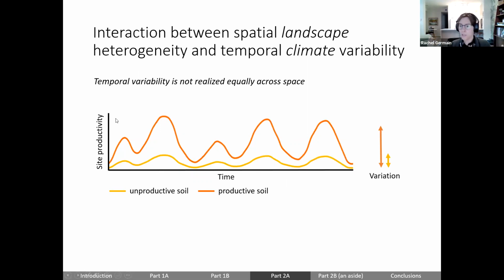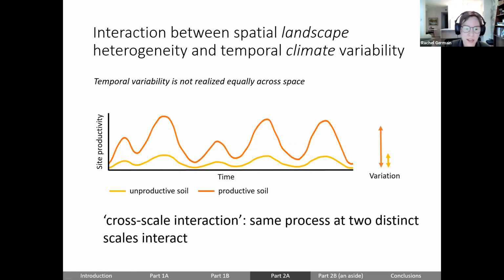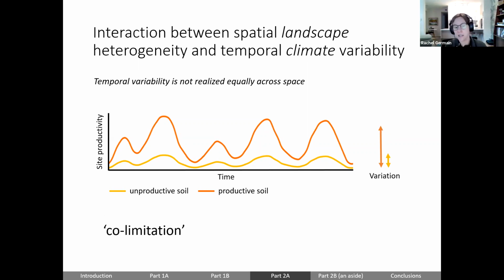Now, thinking very generally, this concept that I'm describing is something that we refer to as a cross-scale interaction. In this case, it's basically the exact same process, which is the environment, operating and interacting with that same process at a different spatial scale. So the large scale climate environment and the small scale soil environment have this interesting interactive effect. But more specifically, it's an idea called co-limitation. When the soil environment is very harsh, it doesn't really matter how good the climate is. You can't respond as strongly as you would if you were in a productive soil, because there's kind of 2 things that are limiting you.